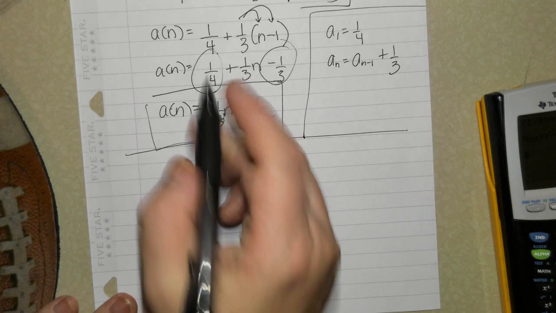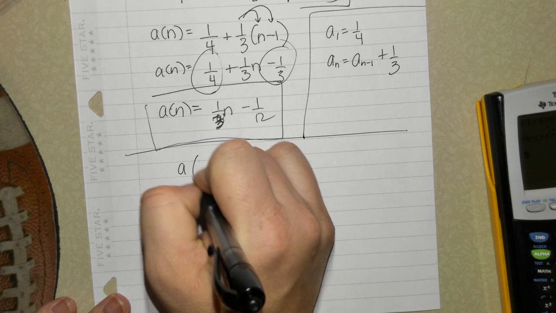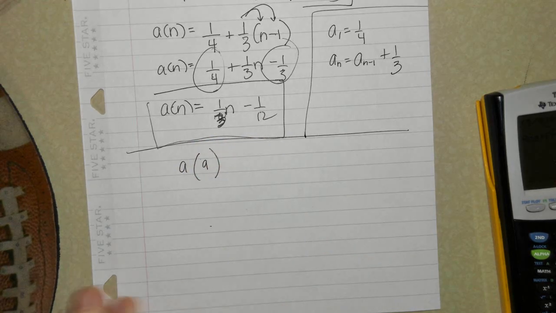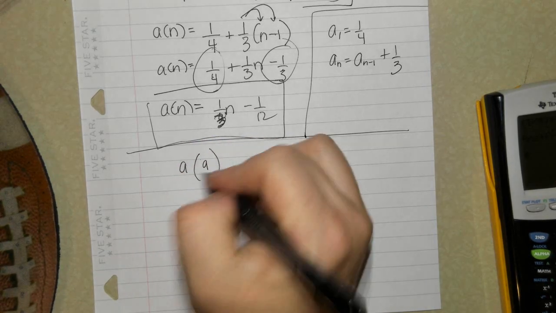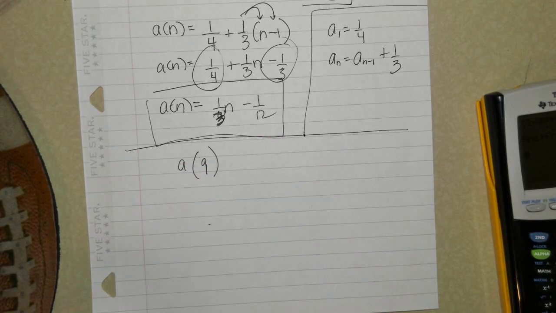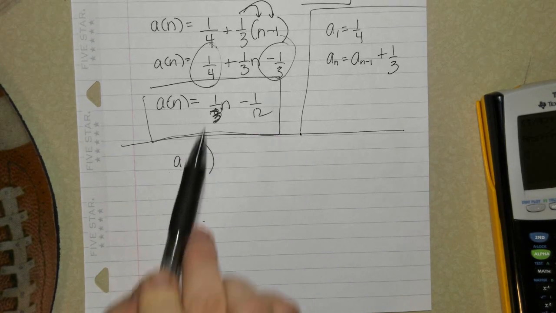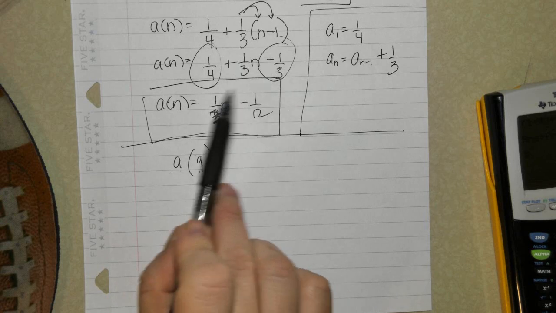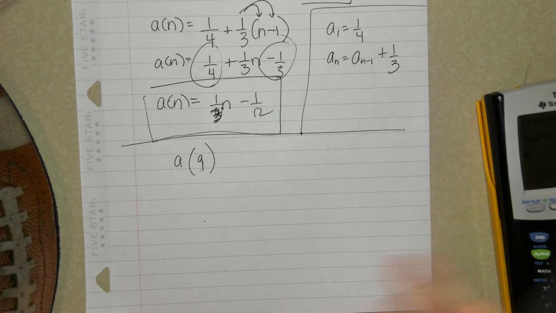Okay, when I write this down, what does this mean? This means I want to know what is the value of the 9th term in this arithmetic sequence. So we're going to substitute a 9 in here, and we're going to get an answer. We want to know what is the value of the 9th term.